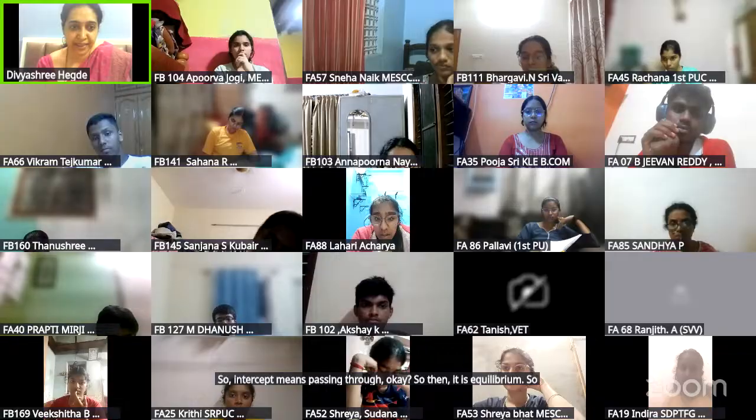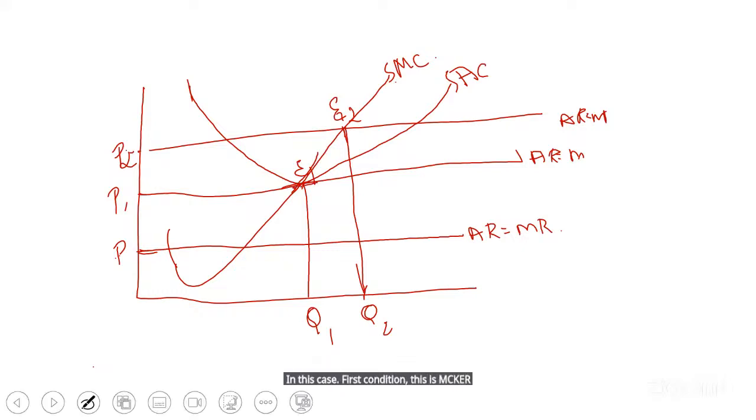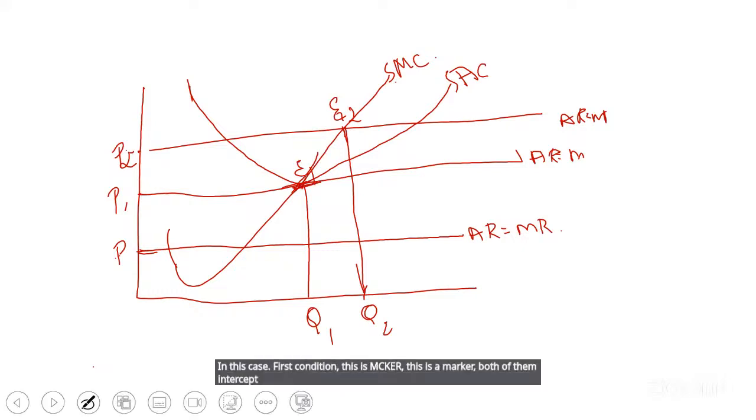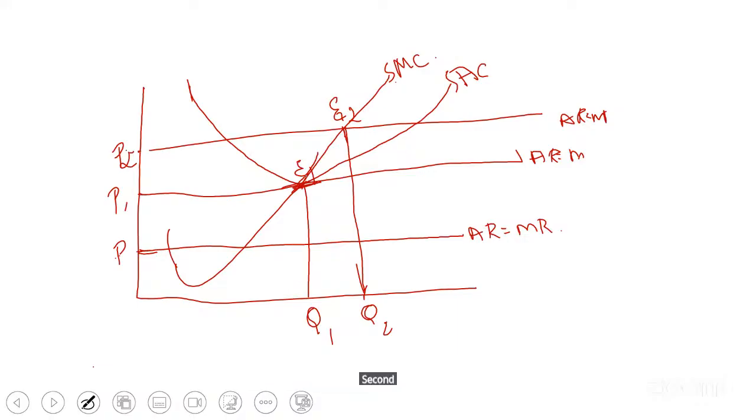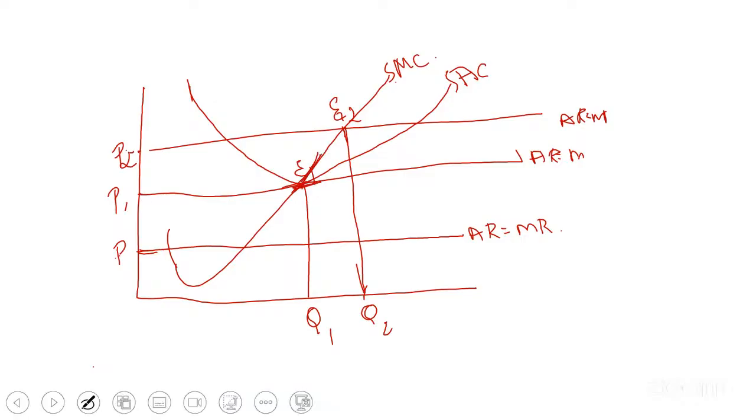So here, in this case, first condition: this is the MC curve, this is the MR curve, both of them intersect. So the first condition is fulfilled. Second condition, MC should not be decreasing after the equilibrium point. Is it increasing or decreasing? No, it is increasing. So the second condition is fulfilled.